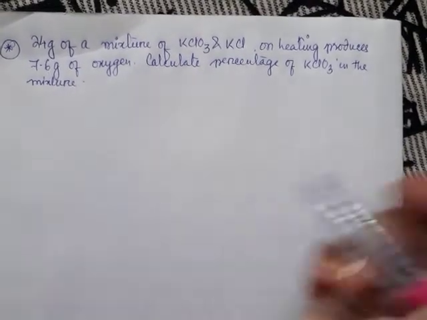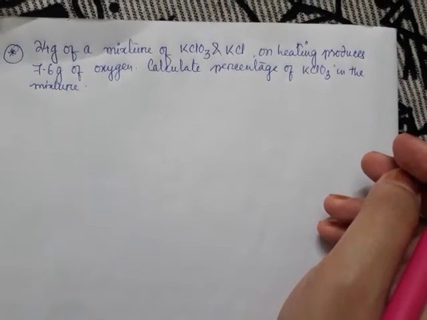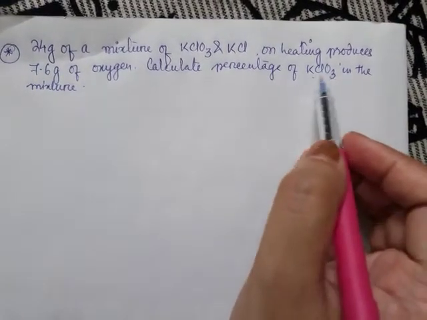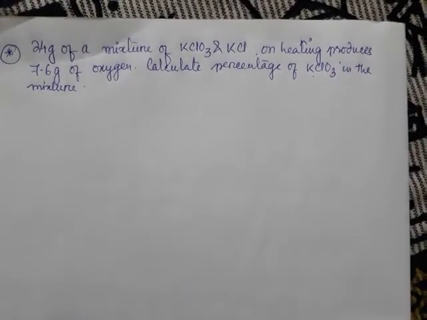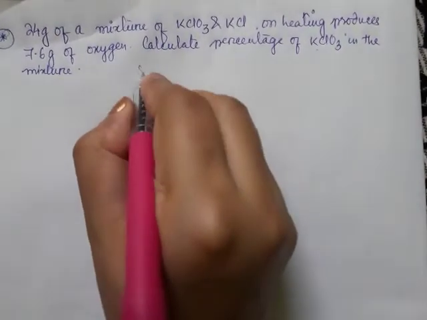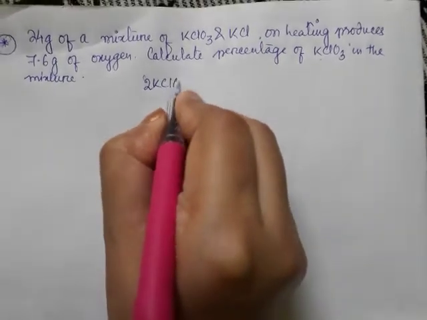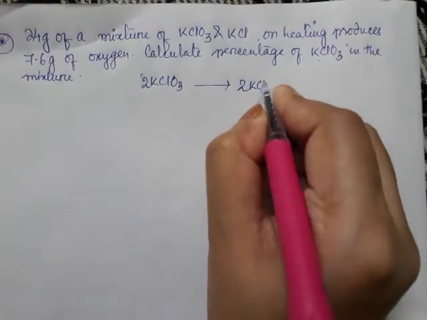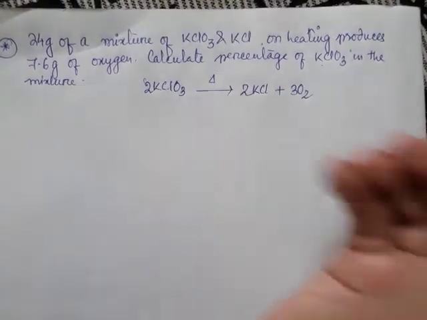So in my previous videos I have already told you that at first we have to decide which chemical reaction we have to consider. Here oxygen is produced from KClO3, so we have to consider a chemical reaction in which KClO3 is producing oxygen, right? So this one should be our chemical equation: 2KClO3 gives 2KCl plus 3O2 upon heating.